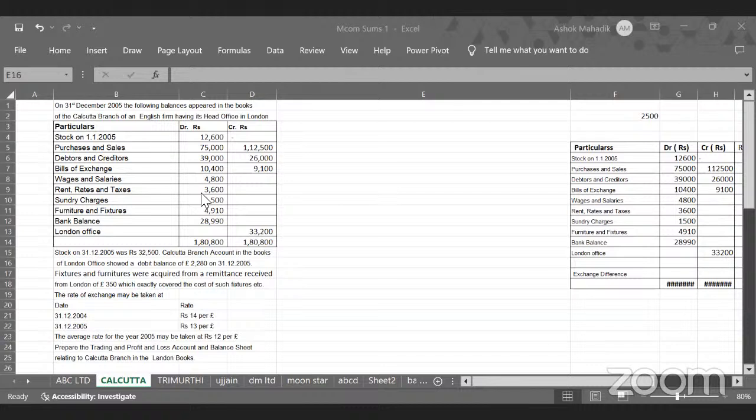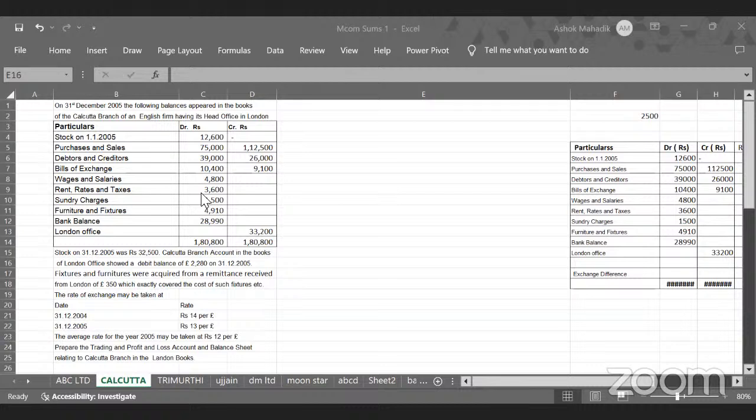Then bill of exchange. One value is in debit, one is in credit. Debit represents bills receivable and credit represents bills payable. So again, we'll use closing rates because these are closing values. Then wages and salaries. These are incurred throughout the year, so we will use the average rate, right? Rent, rates and taxes, average rate. Sundry charges, average rate.